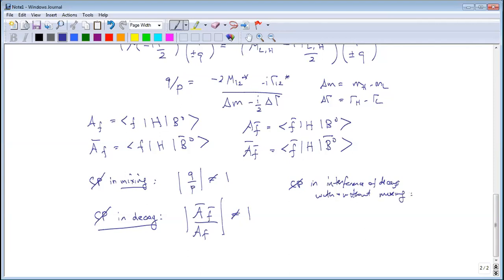And there it turns out the figure of merit is a quantity that we're going to call lambda F, and that's defined to be Q over P times the amplitude A bar going to F over A going to F. And if this combination is not equal to 1, then we're getting CP violation in the interference of these decays with or without mixing. And in particular, it's this type of CP violation that turns out to be the type of process that one is looking at to extract, for example, sine 2 beta from the CP asymmetry.